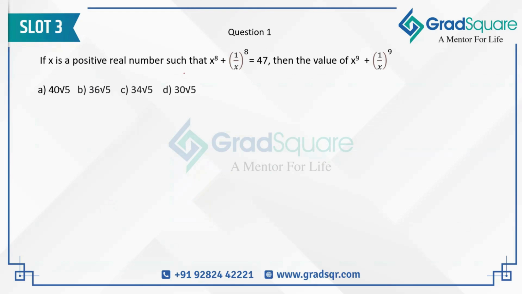Question. If x is a positive real number, then x power 8 plus 1 by x to the power of 8 given to you is 47. Now you have to figure out the value of x power 9 plus 1 by x power of 9.